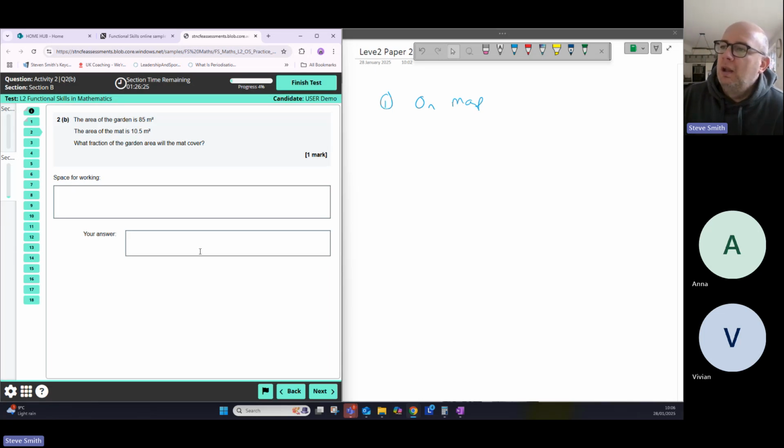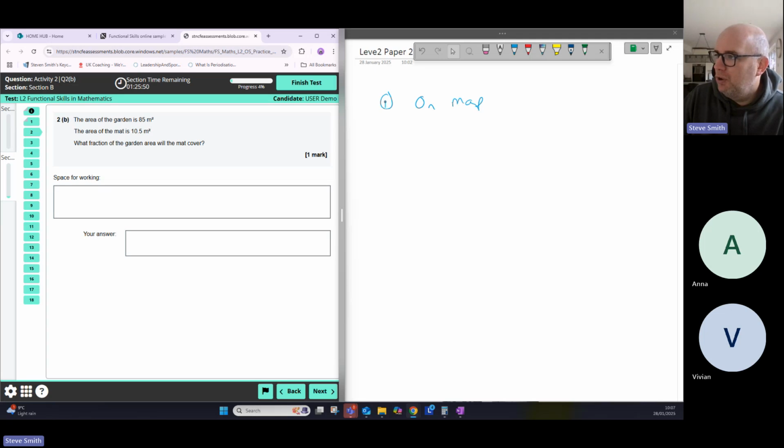This one says the area of the garden is 85 meters squared. The area of the mat is 10.5 meters squared. What fraction of the garden will the mat cover? So with coordinates, you rarely put 0.5 on there. When you're talking map coordinates, it becomes a longer number, breaking it down into almost centimeters or millimeters. So on a normal coordinate grid, to put 0.5 is unusual, but it's okay.